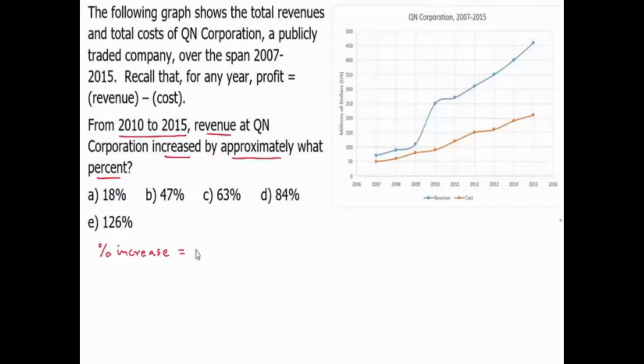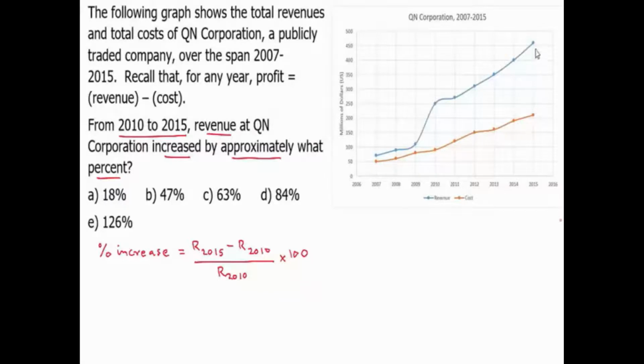And the increase is given as the revenue in 2015 minus the revenue in 2010, over the initial revenue, which is the revenue in 2010, times 100. And we are going to use the revenue graph, the one in blue. The cost graph has nothing to do with this particular problem. So we are going to use this graph to find the revenue values in 2015 and 2010.